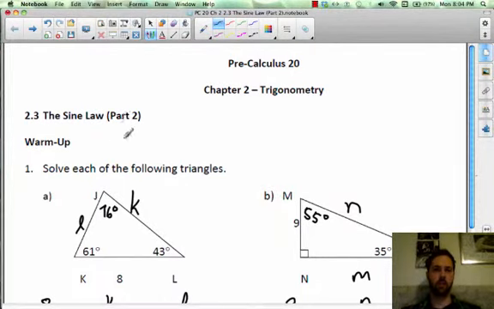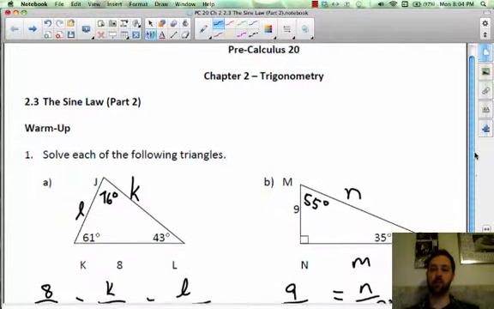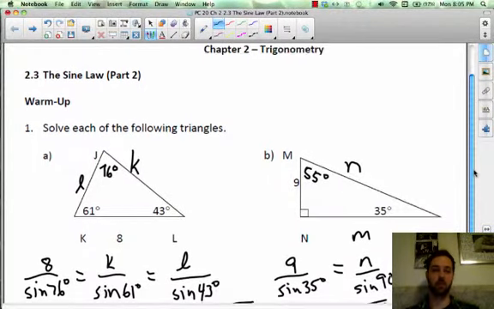Today we're going to be looking further at the sine law, so we're going to be examining the ambiguous case, which we have previously done in Foundations 20 last semester.